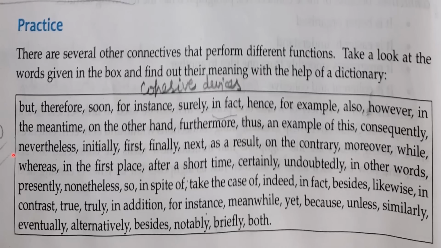So now there are several other connectives that perform different functions. Take a look at the words given in the box and find out their meaning with the help of a dictionary. You don't require a dictionary because they are all familiar connectives. They are also called cohesive devices. There are 60 of them here. I'll read some of them for you. But, therefore, soon, for instance, surely, in fact, hence, for example, also, however, in the meantime, on the other hand, furthermore, thus, an example of this, like that, so on and so forth. So you can read on your own and understand those connectives.